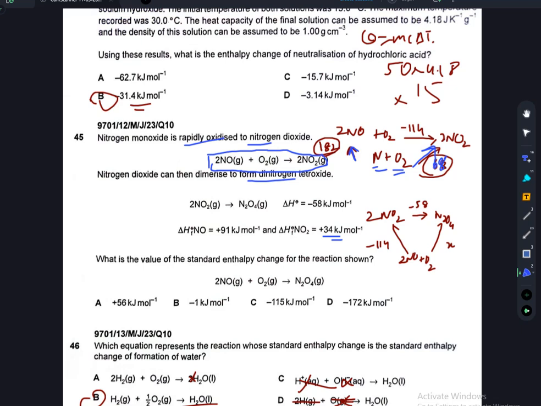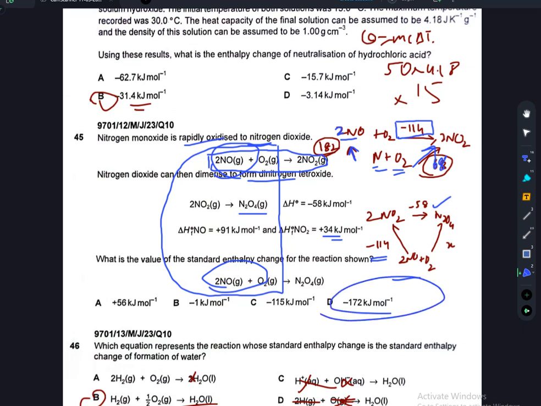Now 182. Why have I written 182 here instead of 91? Because there are 2 moles of NO being formed. So the enthalpy change for this reaction is minus 114 kilojoule per mole. And again, I'm simply copy pasting this because this reactant side is identical to this reactant side. So 2NO plus O2 gives 2NO2, and then N2O4. So I have minus 114 of this, and he has given us 2NO2 when converted into N2O4 is minus 58. Minus 114 minus 58. D is your right answer. This is how you're going to do this.